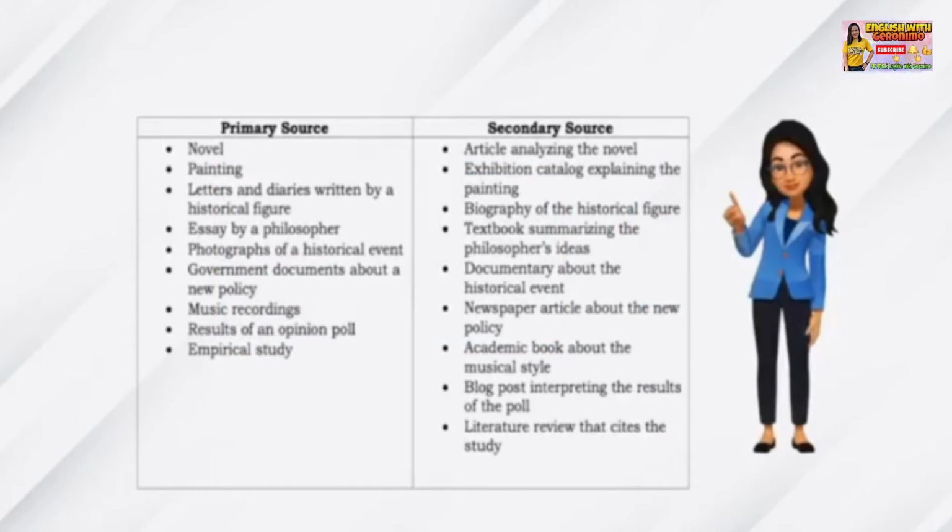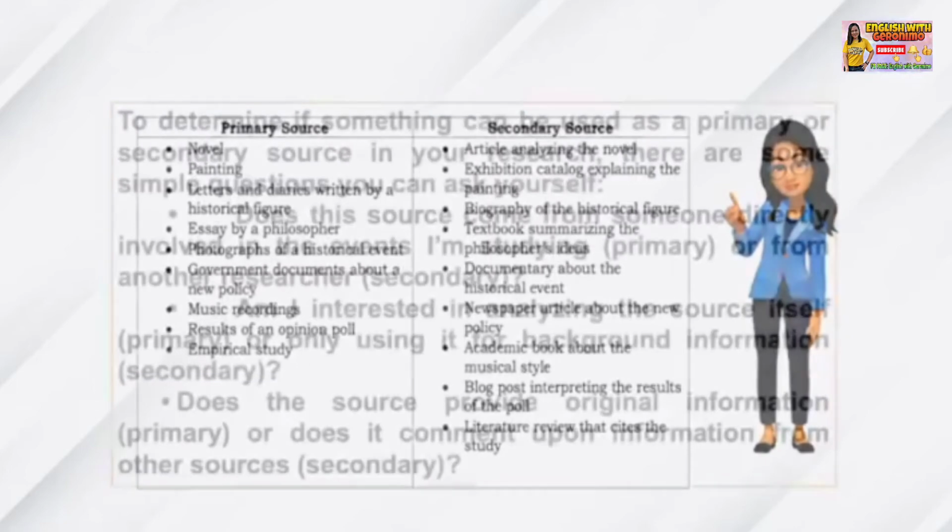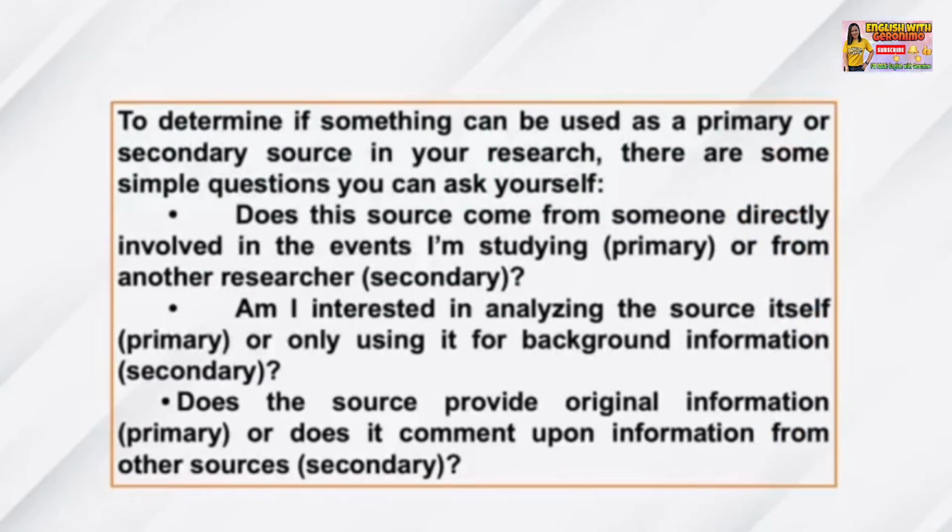Here are some examples of primary and secondary sources that you can familiarize yourself with. To determine if something can be used as a primary or secondary source in your research, there are some simple questions you can ask yourself. Does this source come from someone directly involved in the events I'm studying, or from another researcher? Am I interested in analyzing the source itself, or only using it for background information? Does the source provide original information, or does it comment upon information from other sources?